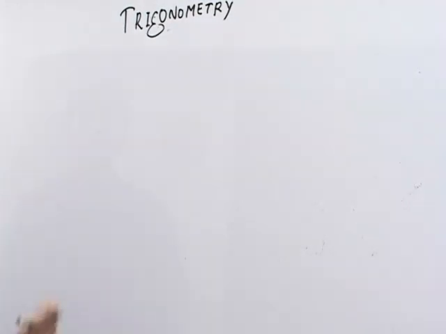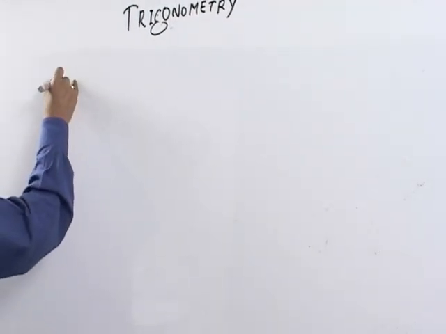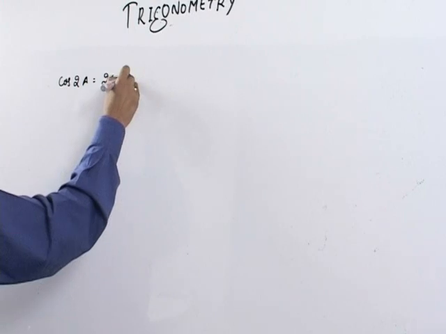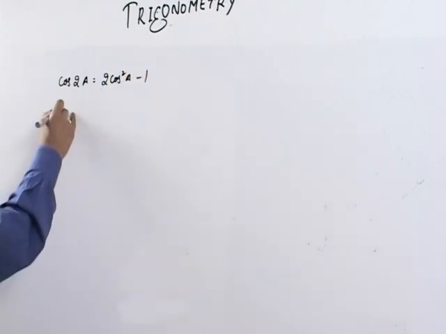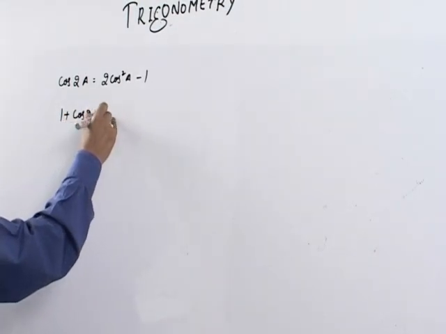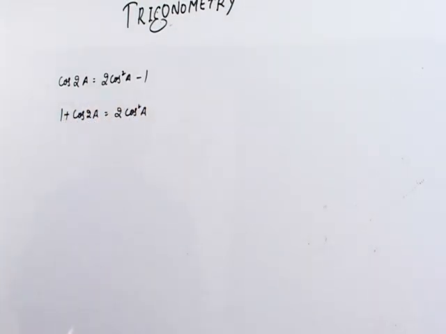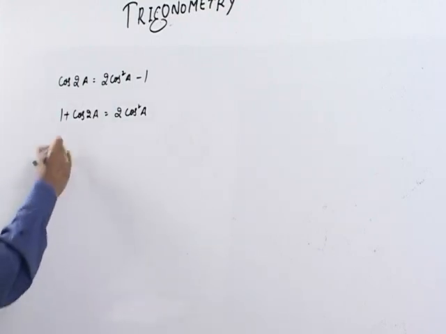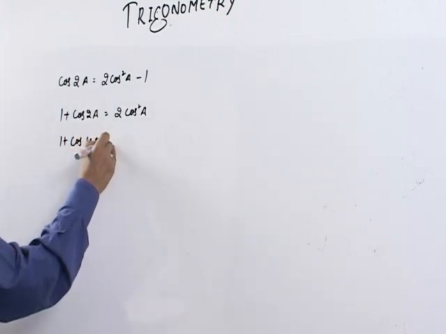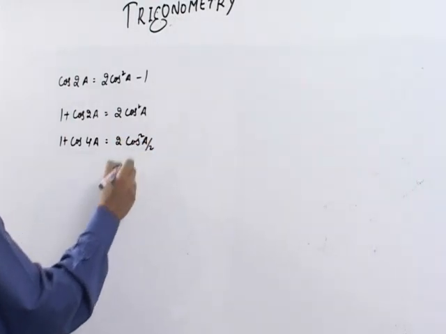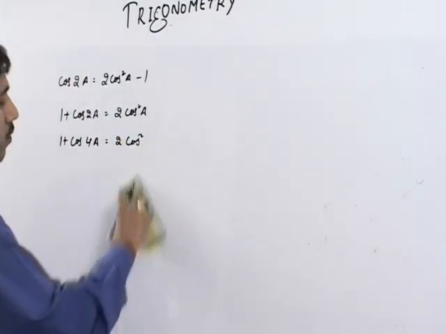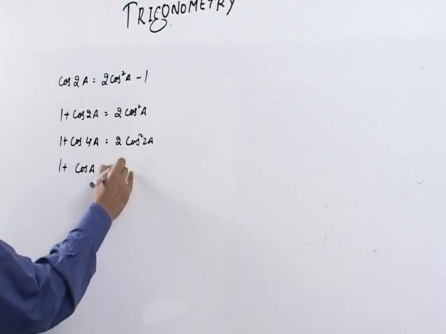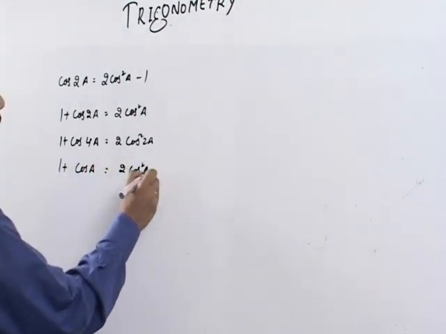You can write some important conclusions. Say, if cos 2A is equal to 2 cos square A minus 1, then 1 plus cos 2A is equal to 2 cos square A. Now if this angle is double, then this will also be doubled, like 1 plus cos 4A is equal to 2 cos square 2A, and if it is half, then 1 plus cos A is equal to 2 cos square A by 2.